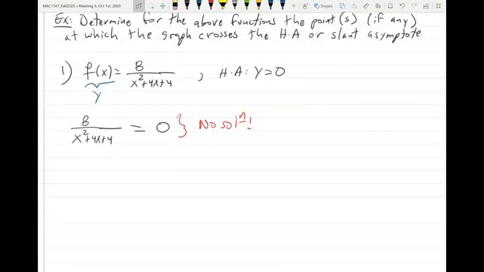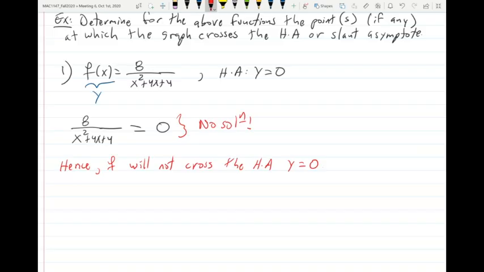All right, so then what's the conclusion here? Because there is no solution, what that means is that they will never cross, right? Hence, f will not cross the horizontal asymptote y equals 0. It will never cross this line. Questions about this first example? Do you understand what we did?